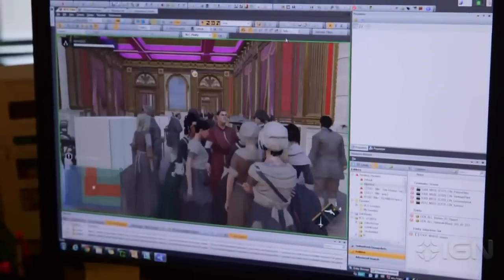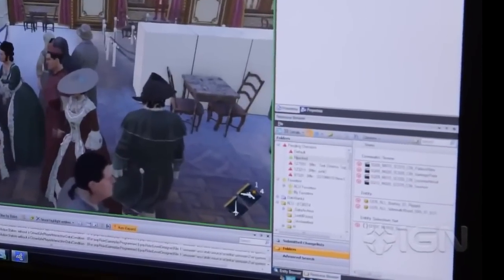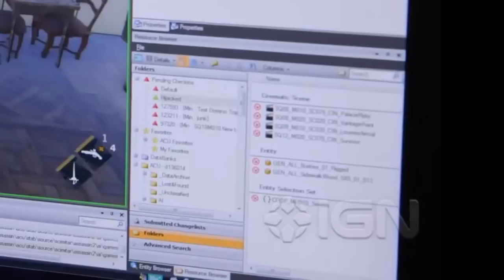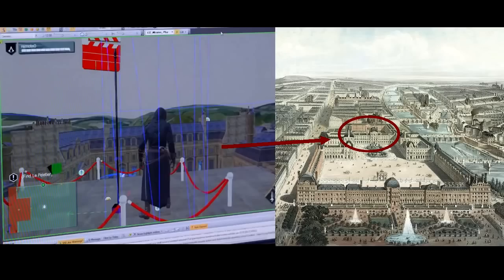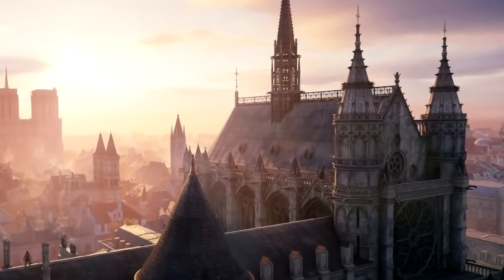And another image also shows Arno in the same mission in a building that appears to be the Louvre, as it is written on the right side. And if we look back at the first image, we can assume that Arno is on the roof of the Louvre.